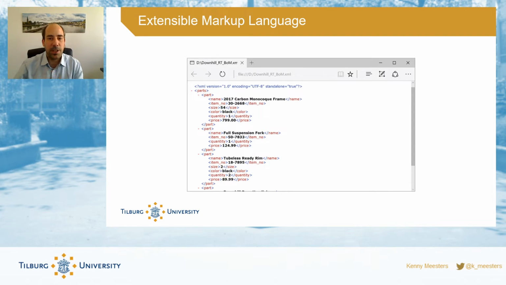I already talked a little bit about this technology called the Extensible Markup Language. And there are many other formats. JSON is another one. CSV files are also commonly used. So those are files, data, stored in a structured manner.